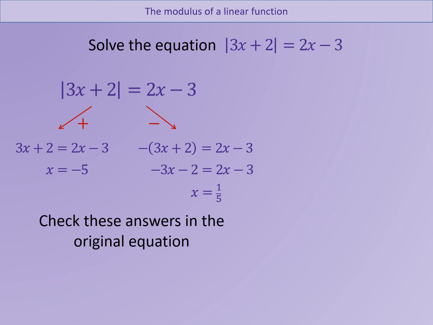And that's just not right. This side was positive 13. This side was negative 13. And the same sort of thing happens when you put a fifth in there. 2 times a fifth minus 3 is going to be negative. How can that be the case when this side is modulus?